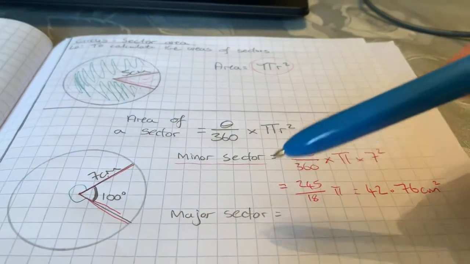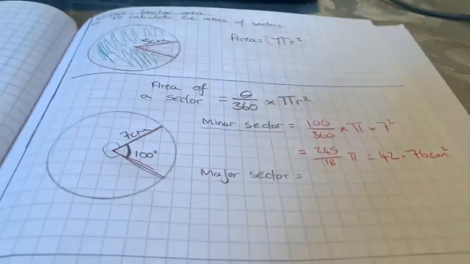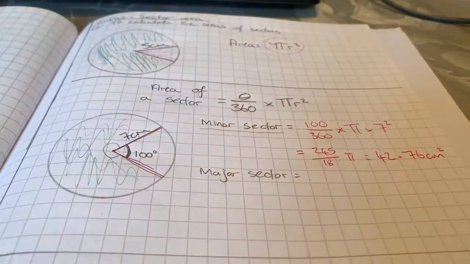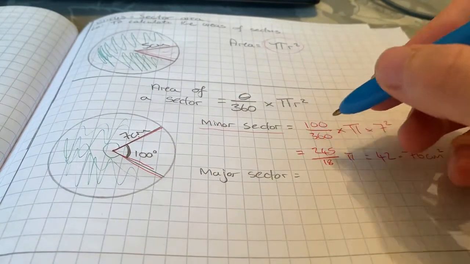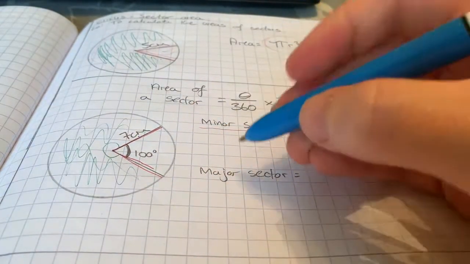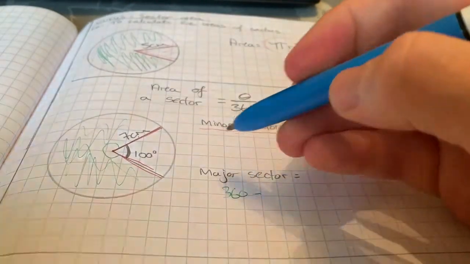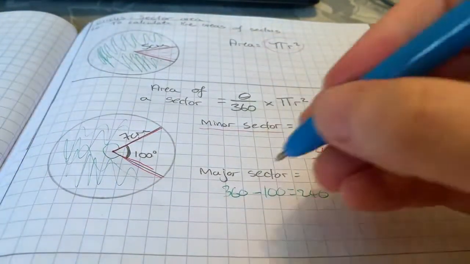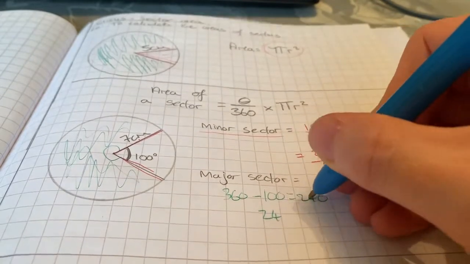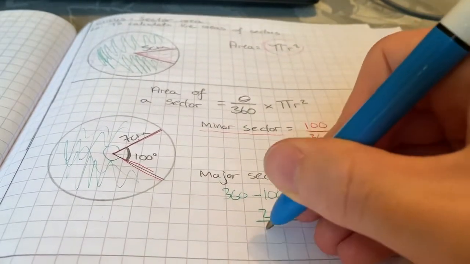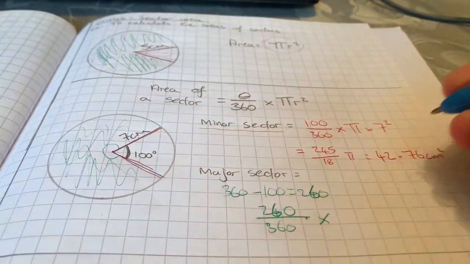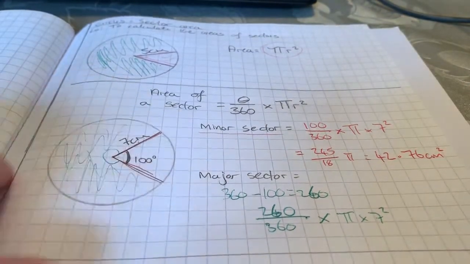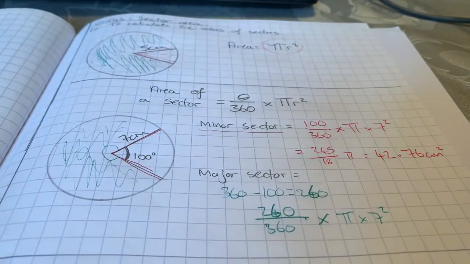So let's try it with the major sector here. Okay, so major will be the area of that there. So using the angle on the top, we actually have to use a different one. And because it's a full circle and we know that's 100, we do 360 minus 100 for 260. So we now do 260 over 360 times, and it stays the same, pi 7 squared, because it's still the same circle, it's just a different fraction we're working with at the start.